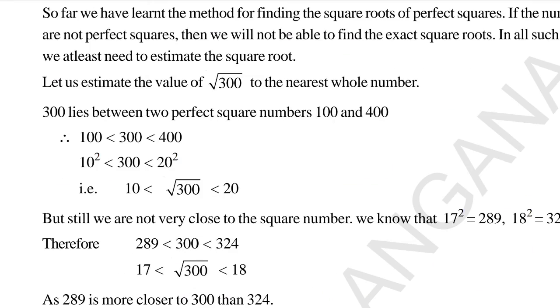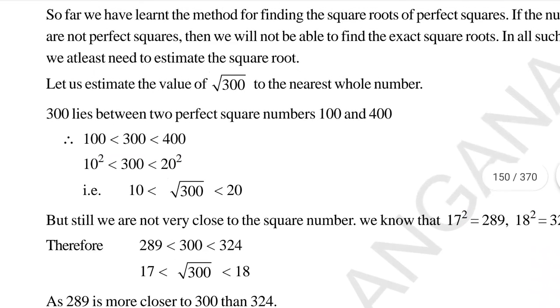Here, let us estimate the value of root 300 to the nearest whole number. 300 is not a perfect square number. So 300 lies between two perfect square numbers, one is 100 and another is 400. So 100 less than 300 less than 400. But 100 equals 10 square, and 400 equals 20 square. So 10 square less than 300 less than 20 square.